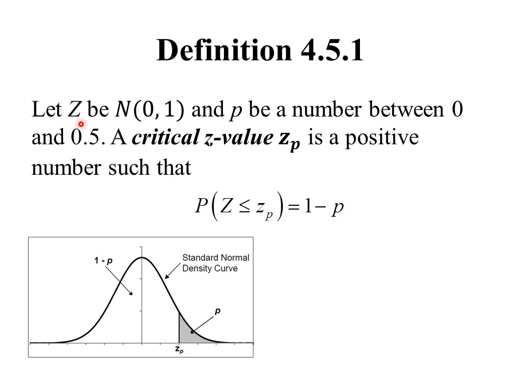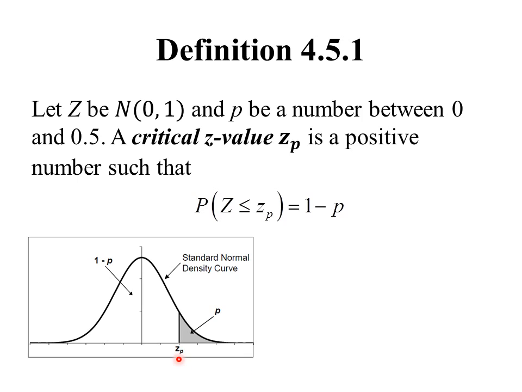So start off, let z have a standard normal distribution, and p be some number between 0 and a half. A critical z-value, denoted z sub p, is a positive number such that the probability that z is less than or equal to z sub p equals 1 minus p. So remember, these probabilities correspond to areas underneath the standard normal density curve. And so this picture down here illustrates this idea.